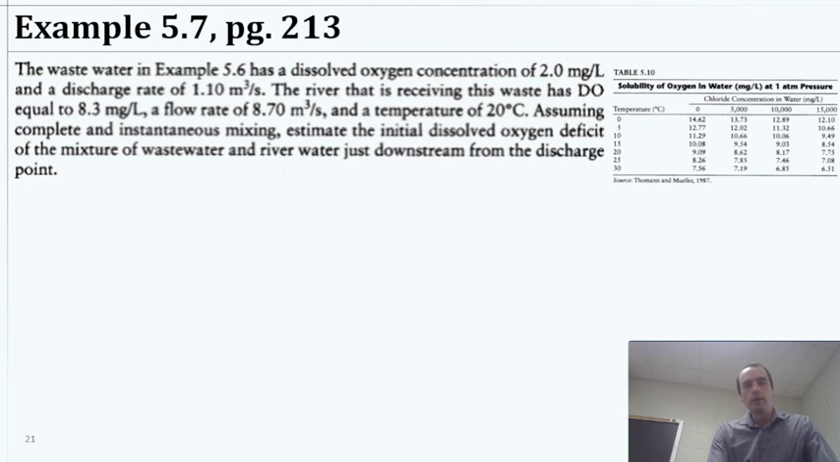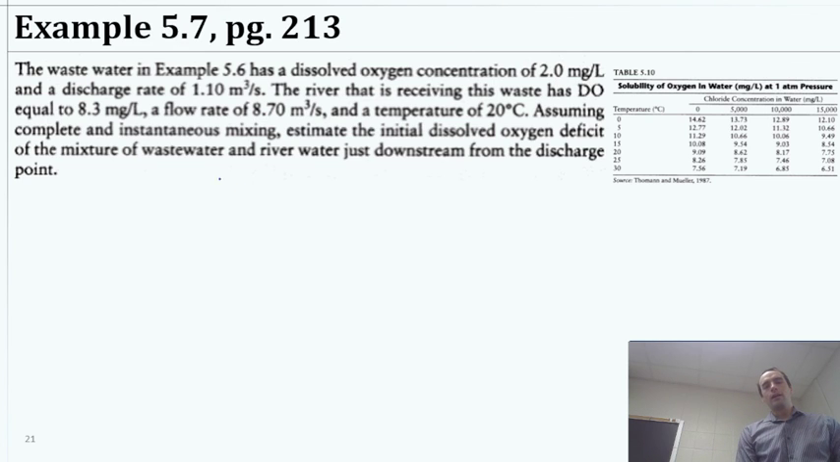So here's an example for dealing with something like that. The wastewater in a previous example has a dissolved oxygen of 2 milligrams per liter, discharge rate of 1.1 cubic meters per second. The river receiving this waste has a DO equal to 8.3, a flow rate of 8.7, temperature 20 degrees. Assuming complete and instant mixing, we need to estimate the initial dissolved oxygen deficit of the mixture of the water and wastewater just downstream.